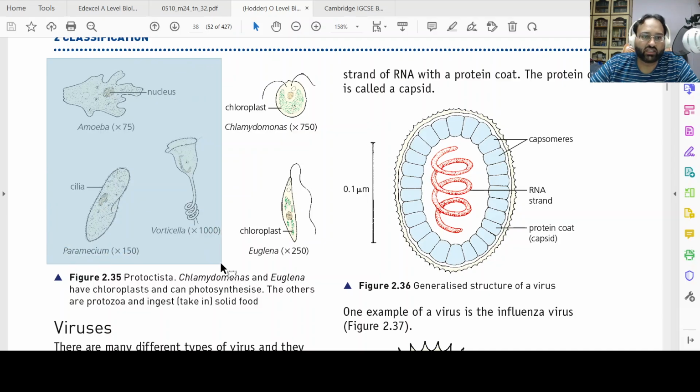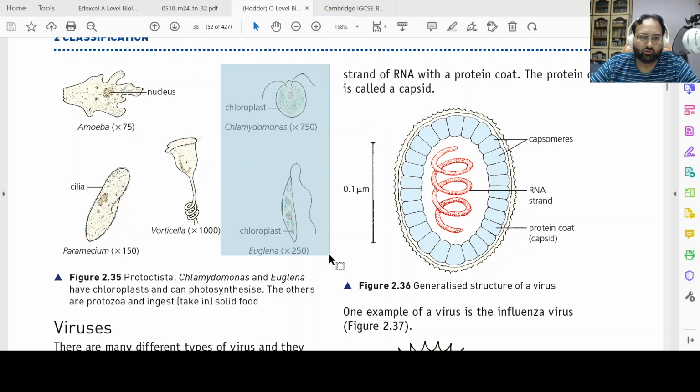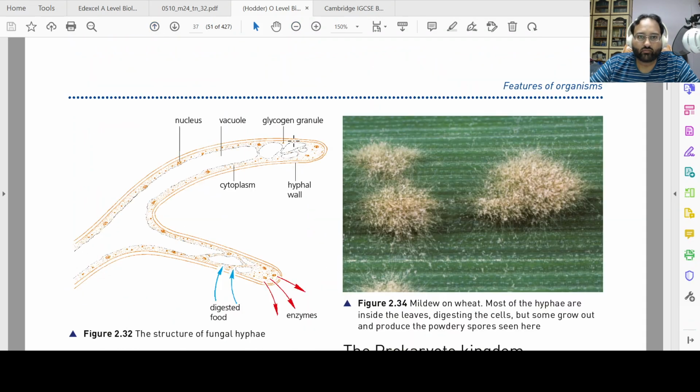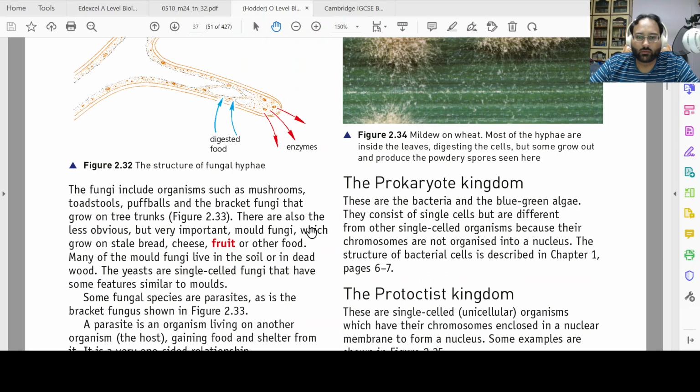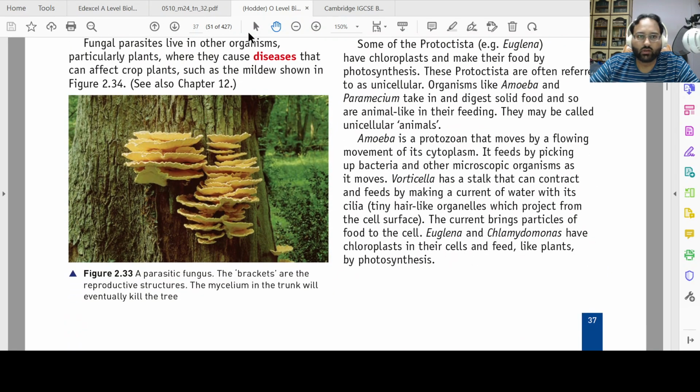So these are obviously examples. There are many other protoctists. These are just 5 examples. And the other two have chloroplast, so they're able to photosynthesize. They're able to make their own food. So some of the protoctists have chloroplast to make their own food.